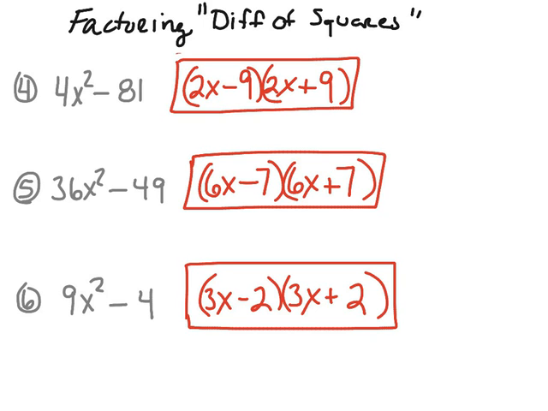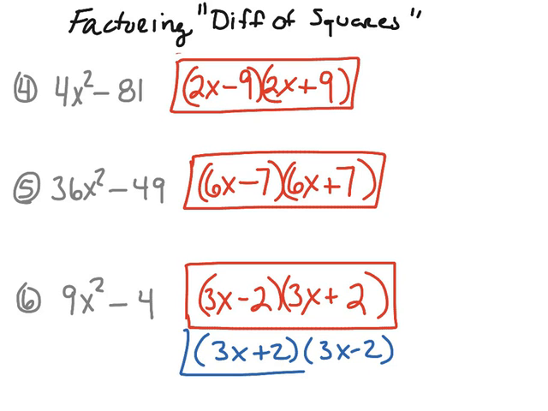Just a quick little reminder, guys. When we're working with factors, remember order doesn't matter. So if I wanted to, I could also write this answer as 3x plus 2 and 3x minus 2. These would be the same factors, just written in a different order. So the order doesn't matter. You can have the plus first, and then the minus. That wouldn't make a difference.